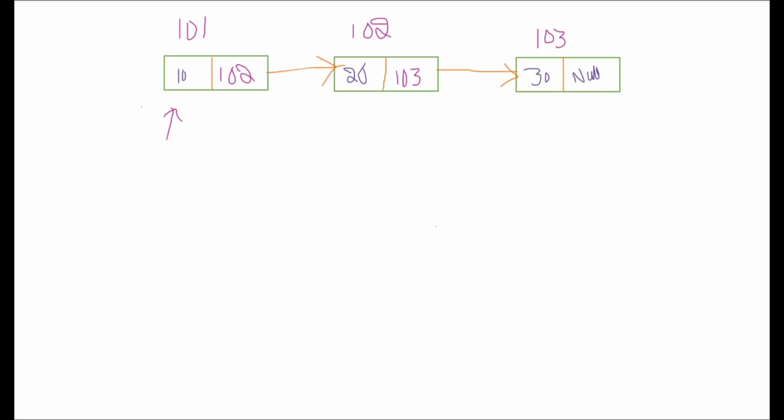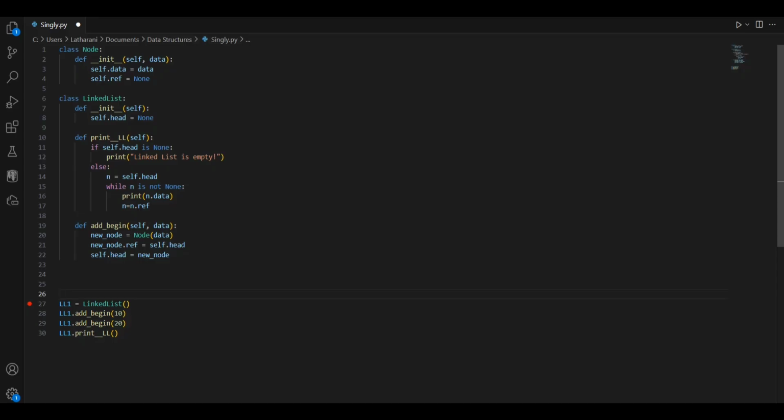Next, set the last node's next pointer to the new node. The new node's next reference becomes null. This is all about how to insert a node at the end of the linked list. We are going to implement this using the Python programming language.